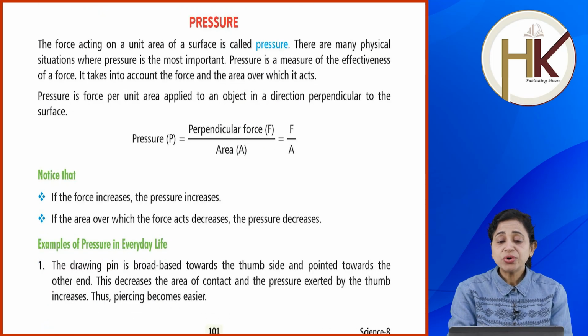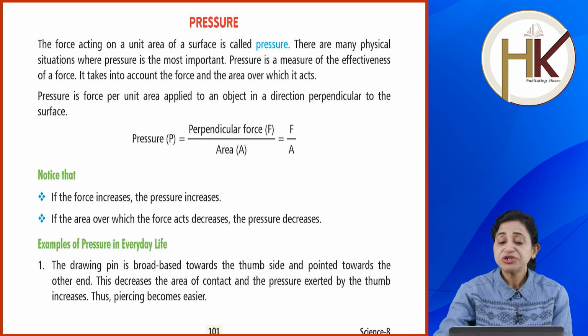Now let's talk about pressure. The force acting on a unit area of a surface is called pressure. There are many physical situations where pressure is most important. Pressure is a measure of the effectiveness of a force. It takes into account the force and the area over which it acts. Pressure is force per unit area applied to an object in a direction perpendicular to the surface. Pressure is equal to perpendicular force divided by area, F by A. Notice that if the force increases, the pressure increases. If the area over which the force acts decreases, the pressure increases.